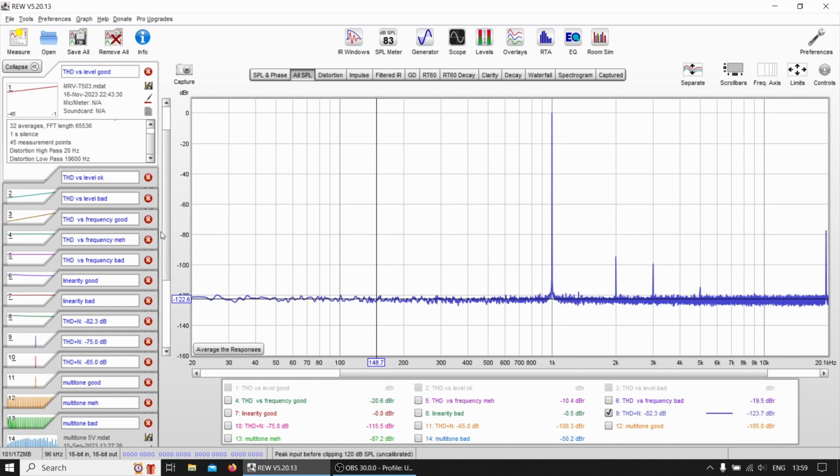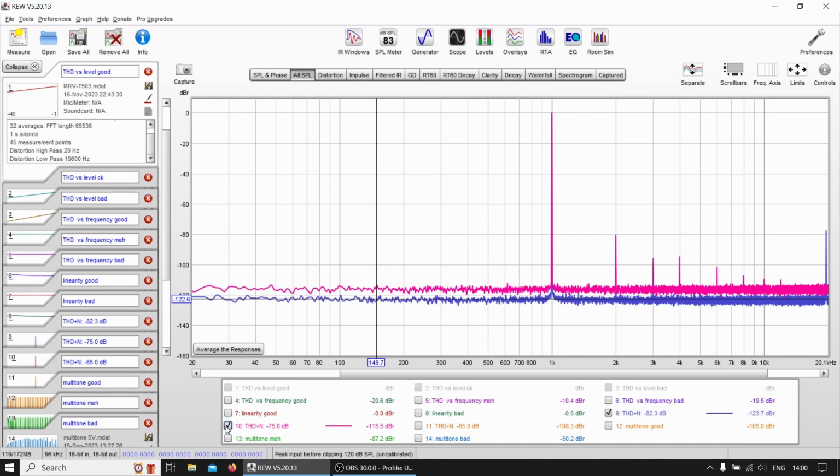Now let's have a look at something worse. This shows total harmonic distortion plus noise is minus 82.3. What REW does is calculate all the harmonics and all the noise, adds everything together and gives you a number. So it's a very good number to compare between different amplifiers. Now let's have a look at the other one, which is THD plus noise minus 75. Again, because it's negative, the bigger the number, the better. Now, the difference is 10 dB.